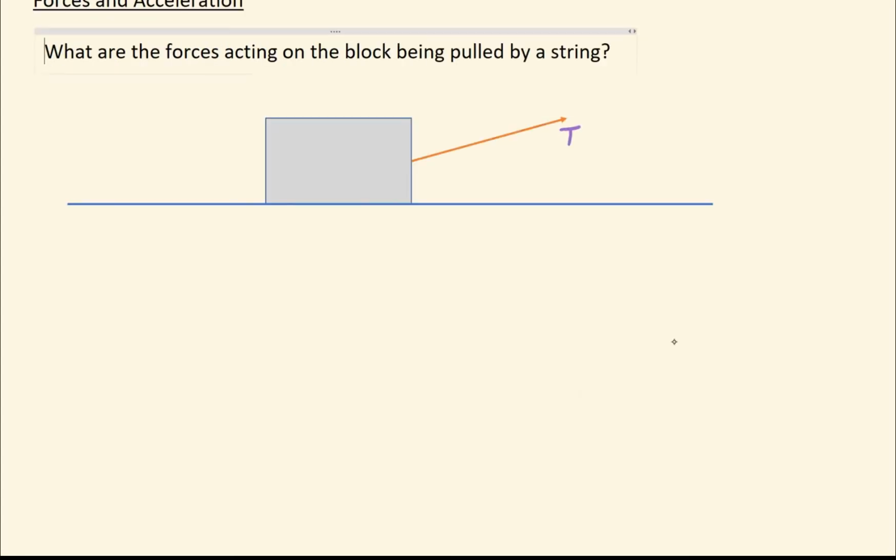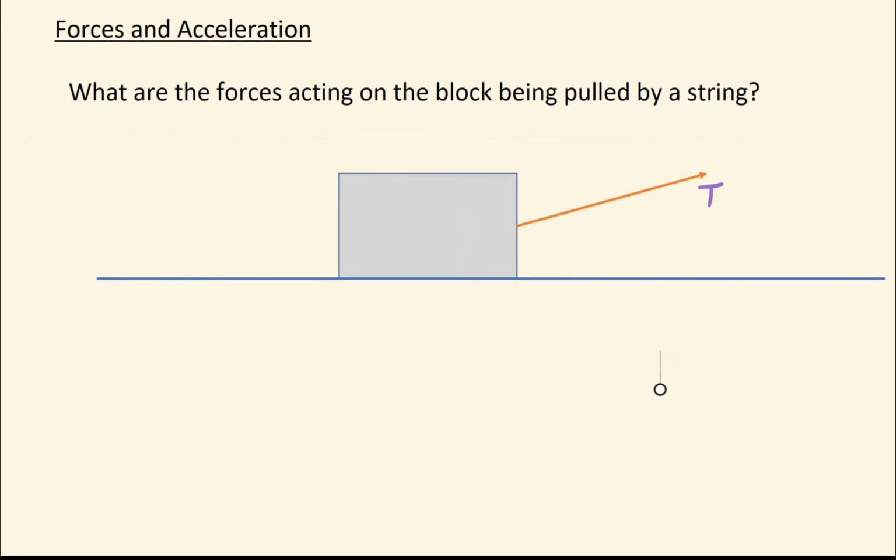Okay, on to the actual forces and acceleration. So if we've got some sort of block being pulled by a string, there's a few forces going on it. First, we have the actual force of us pulling the string. This is going to be what we call tension. The tension in the string pulls the block along. We'll also typically have gravity. So there'll be some force of gravity.